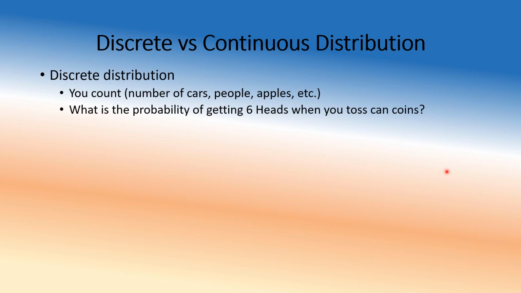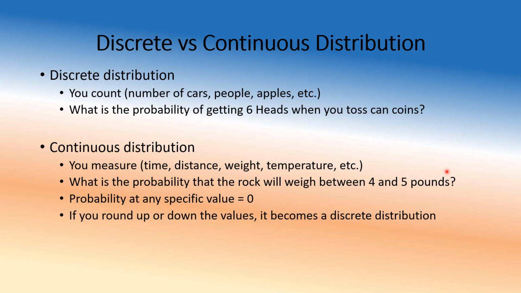Discrete distribution is where you can count: number of cars, number of people, when you toss a coin, etc. That's a discrete distribution. Continuous is measurement. We measure temperature, we measure weight. We don't count weight. We don't count temperature. We measure them. So that's continuous.